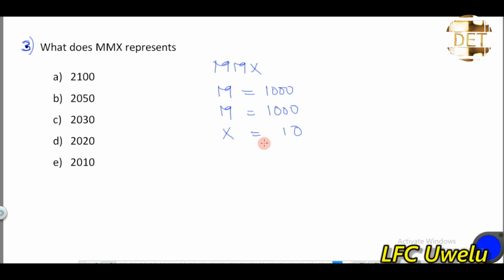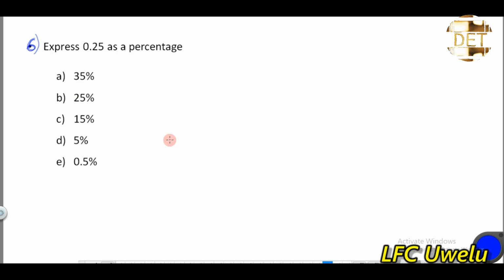So if I add all these numbers, 0 plus 0 plus 0 will be 0. 0 plus 0 plus 1 will be 1. 0 plus 0 will be 0. And then 1 plus 1 will be 2. So therefore, MMX in Roman numerals is equal to 2010. So the correct answer to this question 3 is option E. Let's look at the next question.